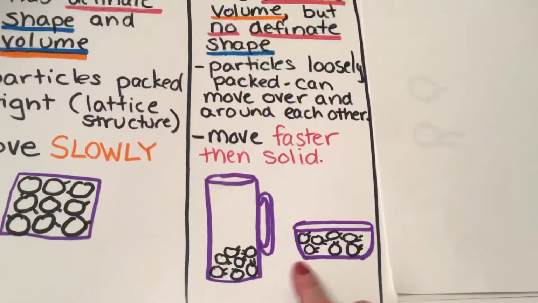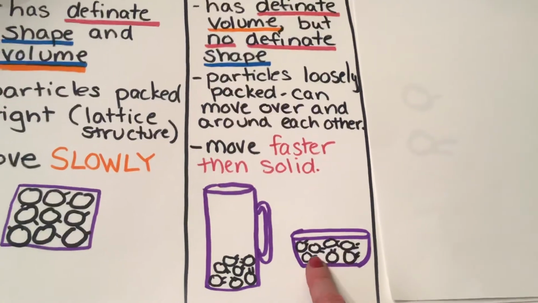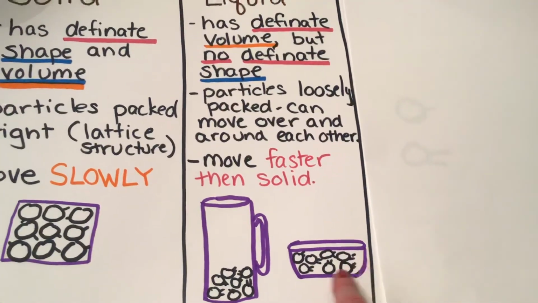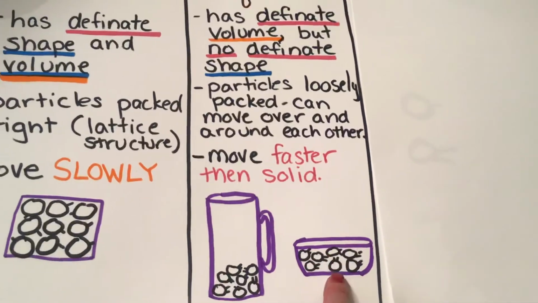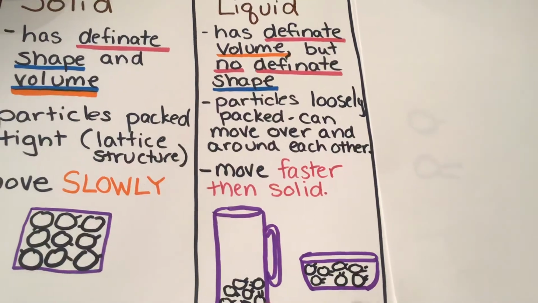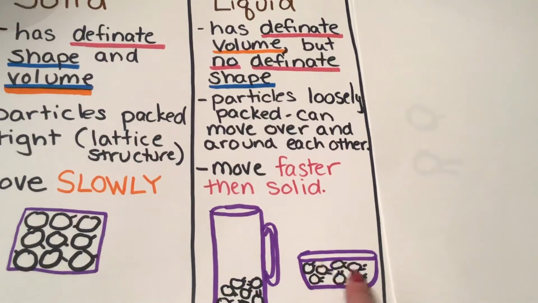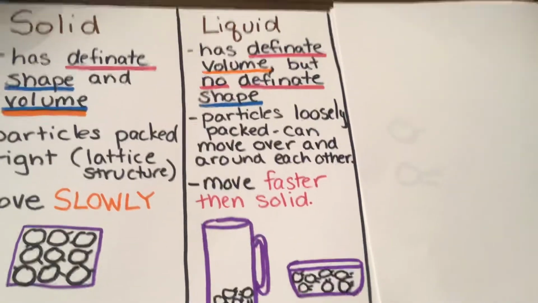So you can kind of see, I have my 2 examples here. So this is like our 1 cup of water. You can see here, there are 7 particles in this bowl, and there are 7 particles in this cup. So these are the same volume, but they have different shapes, okay? The container looks like a different shape. So that's what's special about liquids.